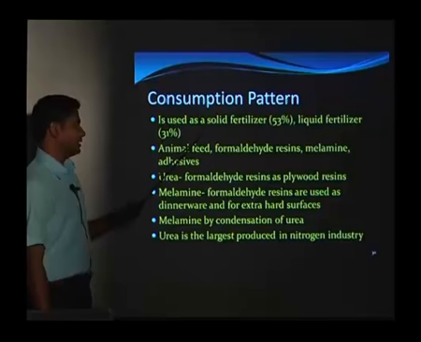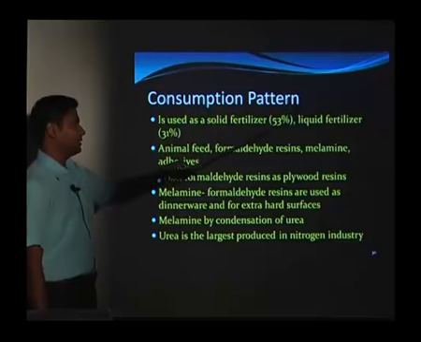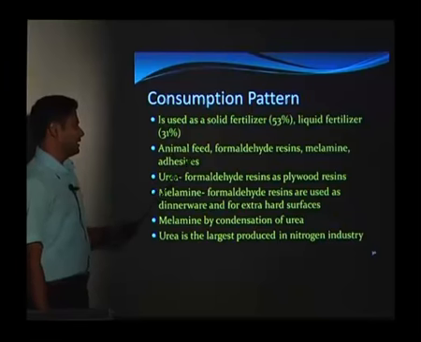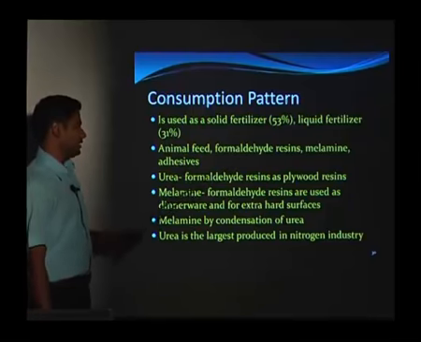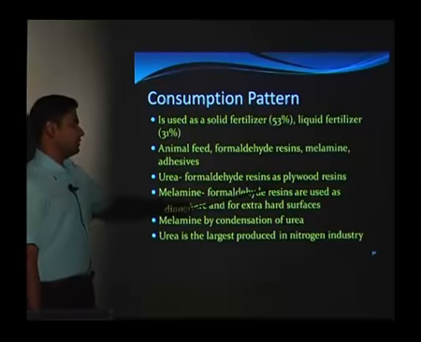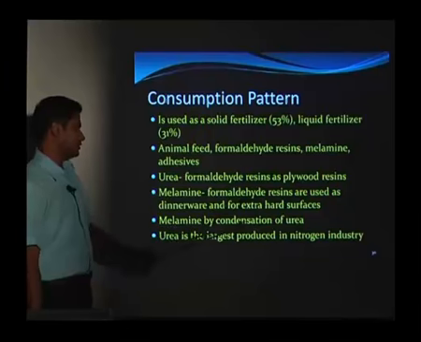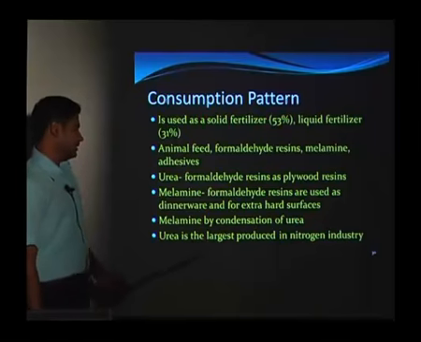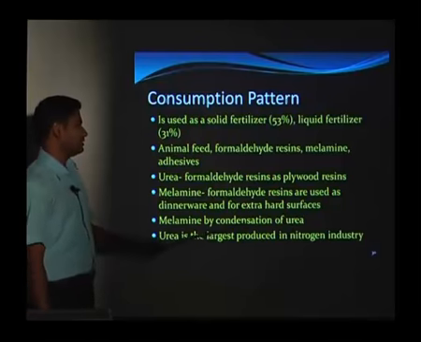Then if we see the consumption pattern of urea, it is used as a solid fertilizer, 53%, and liquid fertilizer, 31%. Then we can use it to feed animals and to form formaldehyde resins, melamine and adhesives. Urea formaldehyde resins are used as plywood resins. Then melamine formaldehyde resins are used as dinnerware and for extra hard surfaces. Melamine is made by condensation of urea, and urea is the largest produced chemical in the nitrogen industry. So this is the major product of the nitrogen industry.